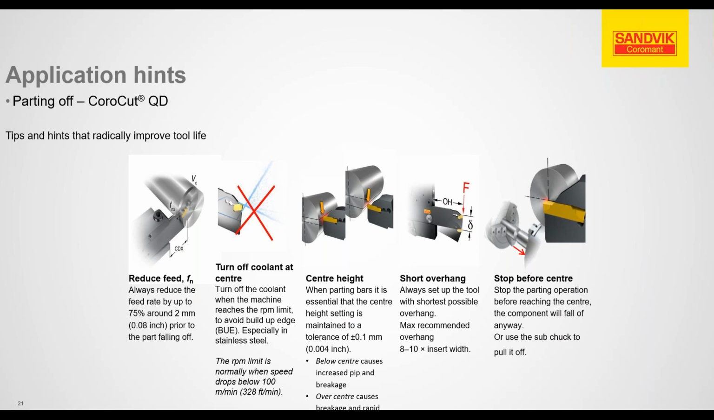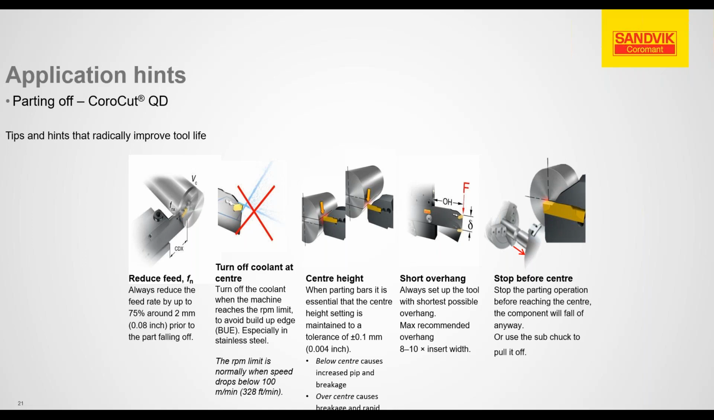So a quick little review on the parting off: reduce your feed rate by 75% for the last 80 thou prior to the part falling off. You want to turn the coolant off to reduce the risk of built-up edge, especially in more gummy materials. Make sure your center height is correct. Again, if you're above or below more than 4 thou, you're going to cause issues in premature wear and possible breakage. You also want to keep that blade as short as possible for the best rigidity possible.